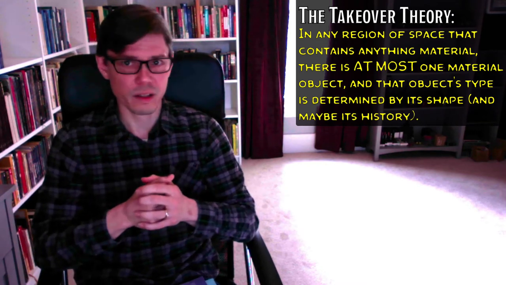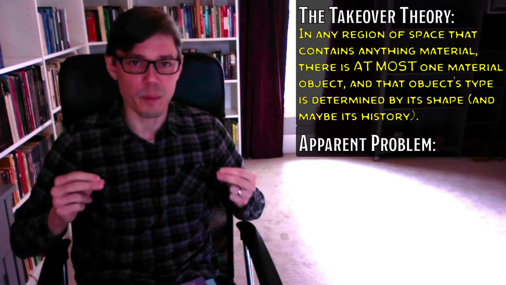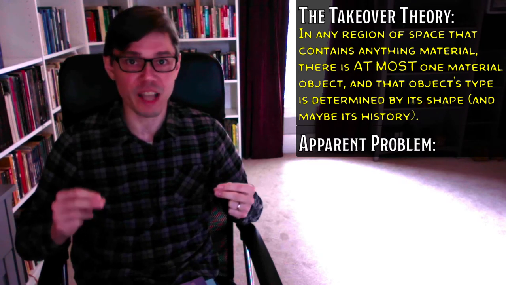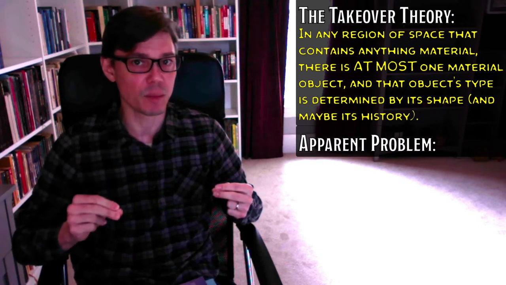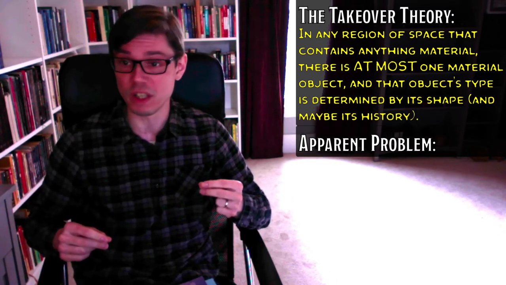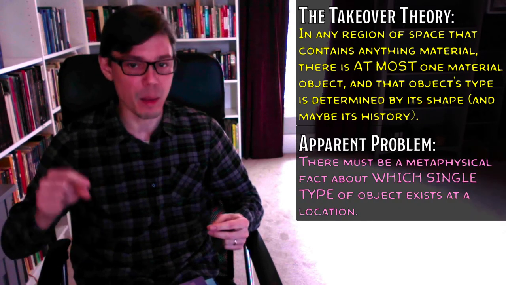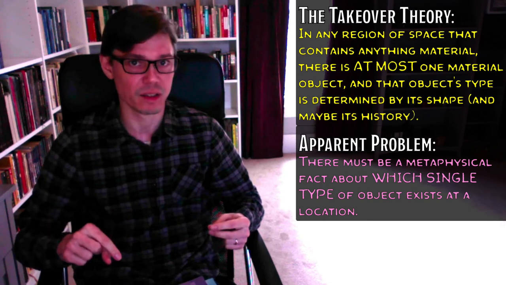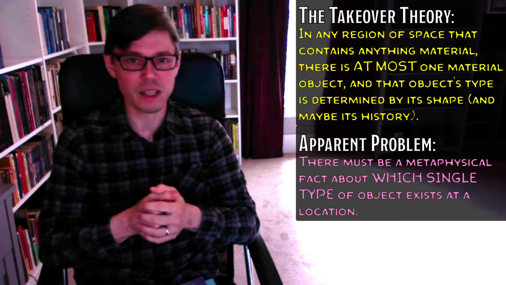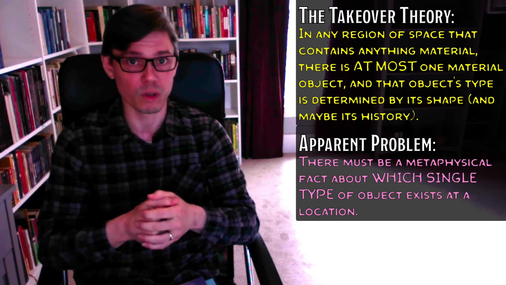Still, however, this takeover theory runs into some trouble. For it is crucial to the metaphysics of the takeover theory that wherever you have any portion of matter, there is at most one material object. There cannot be more. And so, if there's ever any question about which type of material object there is, there has to be a metaphysical matter of fact. Because there are some physical objects, some material objects, where it seems like their existence is more tied to social convention than to the metaphysics of the world.